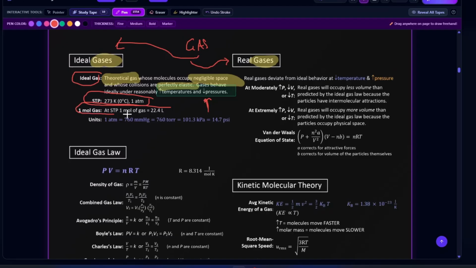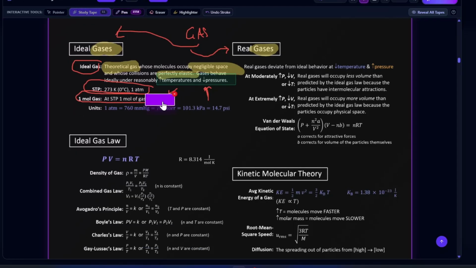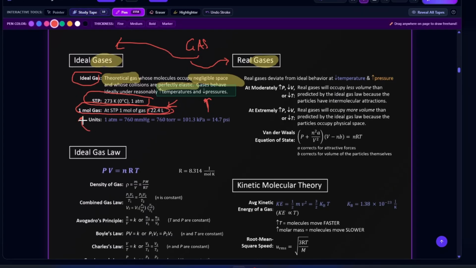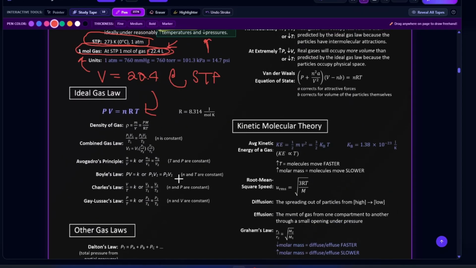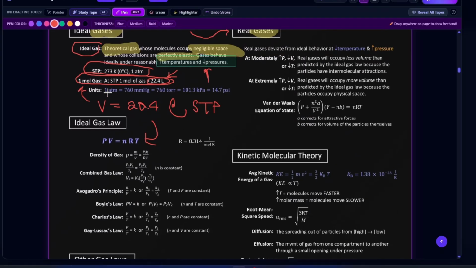1 mole of gas at STP is equal to 22.4 liters. This will be very important to you. You'll need to memorize 22.4 liters, because when you do practice problems, you might have to know and put in the volume, in which case the volume would be 22.4 at STP. So when you do ideal gas equations and other equations, you have to know those. Units, these are important too.